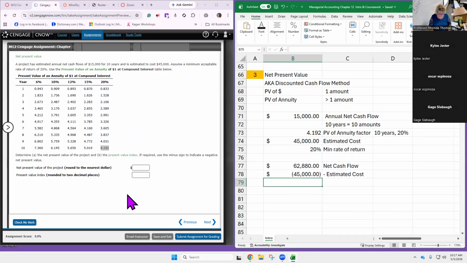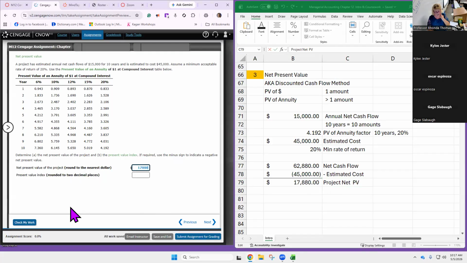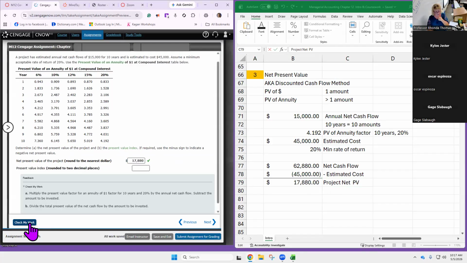Okay, net present value of the project. Let's see what we got here. Actually, I'm going to call this project net present value. They want it to the nearest dollar. Mine came out in whole dollars. So let's see, 17,880 is where we're at.